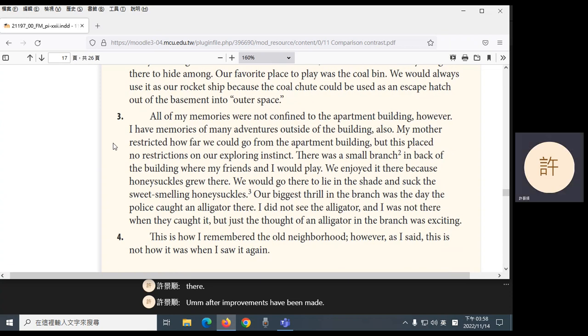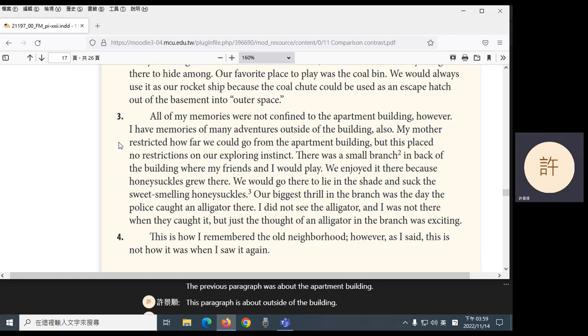All of my memories were not confined to the apartment building, however. I have memories of many adventures outside of the building also. Aha. So this essay is going to first talk all about memory and then move into all about what the author sees today. The previous paragraph was about the apartment building. This paragraph is about outside of the building.